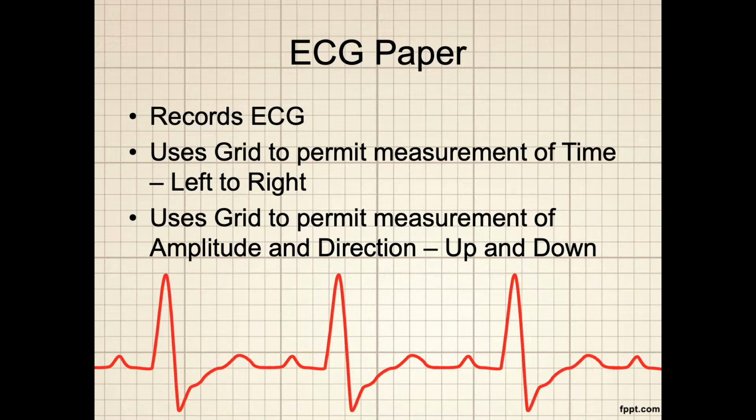It uses grids to permit measurement of time, that is, left to right, and the same grid measures amplitude, up and down, as well as direction, up and down. Amplitude is the amount of energy being detected, and direction is how the energy travels in the body. Again, normally the SA node is towards the upper right of the body, and so we would expect the energy to travel from upper right to lower left.